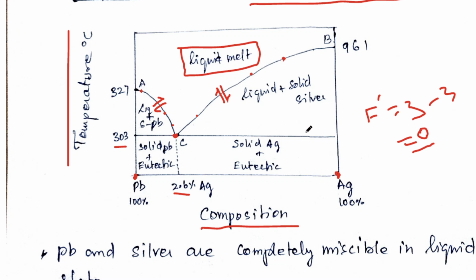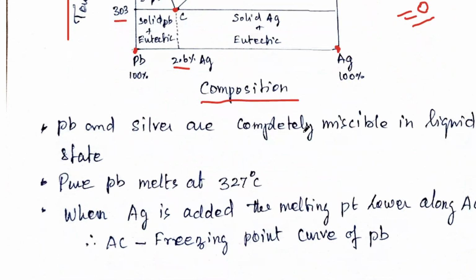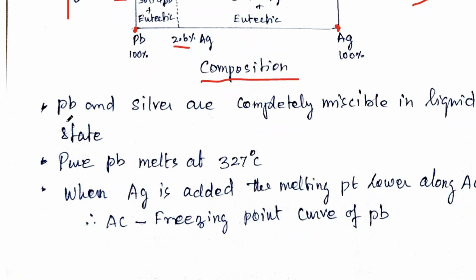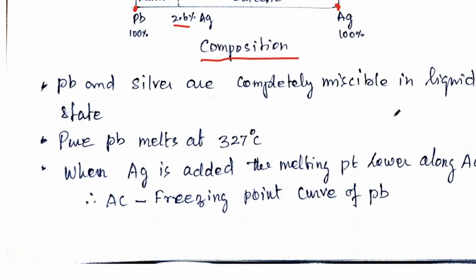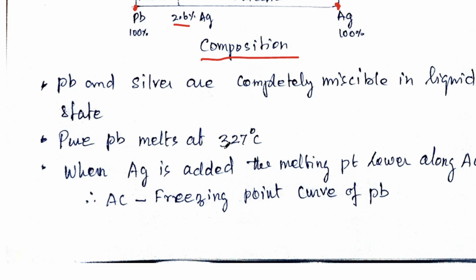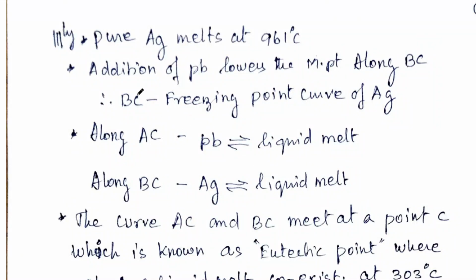And what I have explained, I have written here. I will just go through it first. Lead and silver are completely miscible in the liquid state. Pure lead melts at 327 degrees Celsius. We have seen that. When silver is added, the melting point is lowered, and along that is called the freezing point curve. Similarly, pure silver melts at 961 degrees Celsius. Addition of lead lowers the melting point along BC, and BC is called the freezing point curve of silver.